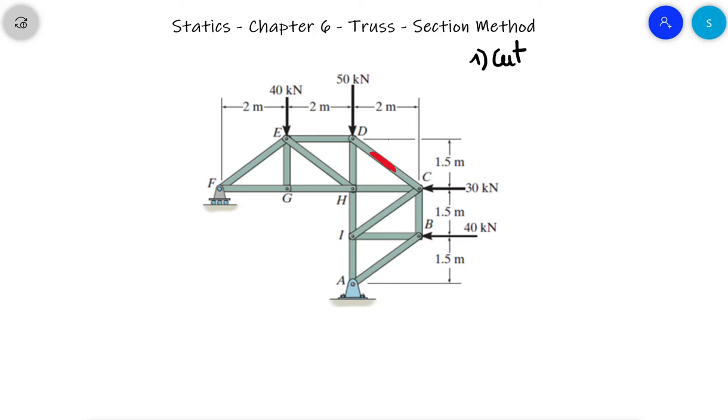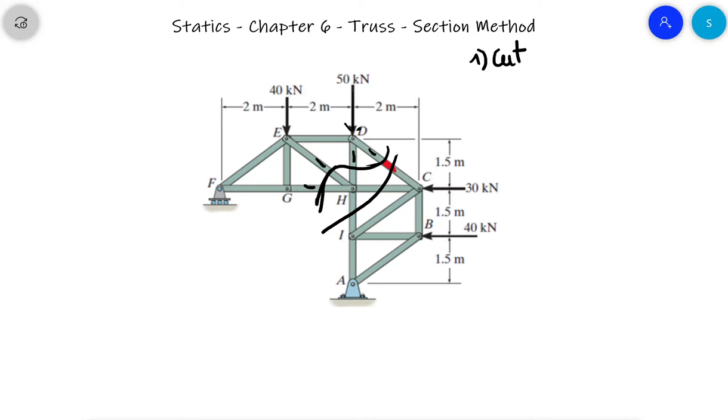There are different options. This one is not an option because it has one force and three unknowns, so we cannot solve. We don't have enough information. This one, we cut this one and this one, this one, this one.